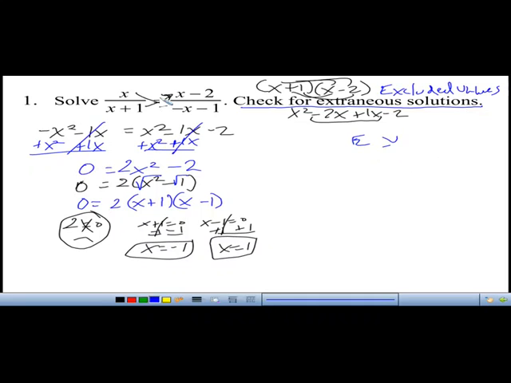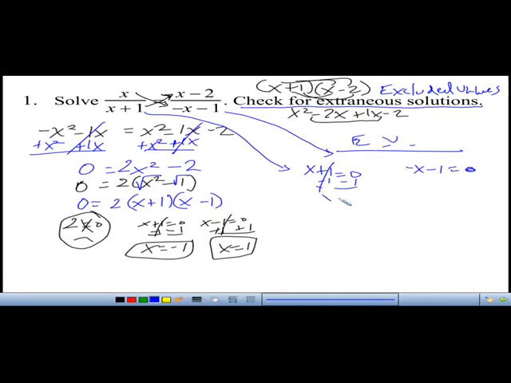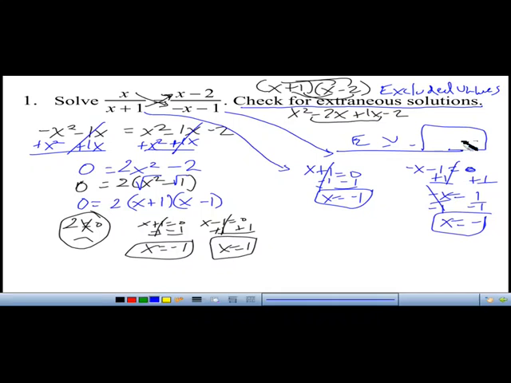And what do I do there? I bring my denominators from over here and set them equal to 0. x plus 1 equals 0, and negative x minus 1 equals 0. And we solve. Minus 1, x equals negative 1; plus 1, negative x equals 1. Divide by negative 1 to get rid of that negative. So we end up with x equals negative 1, which is the same as over here. So our excluded value is negative 1.